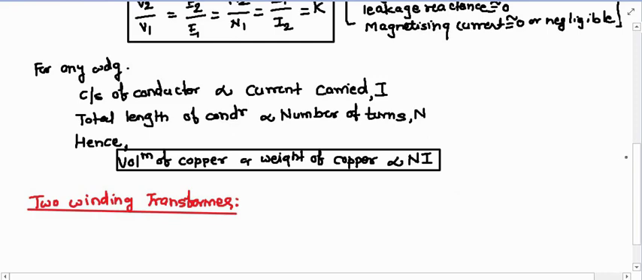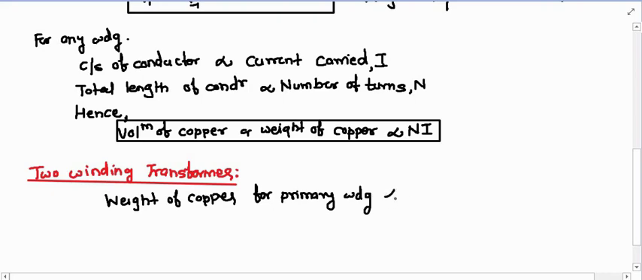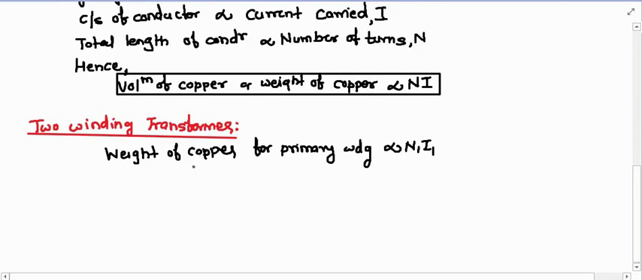So in a two winding transformer, I will write down now the weight of copper for the primary winding is proportional to N1 into I1, where N1 is the number of turns of the primary winding and I1 is the full load rated current of your primary winding.